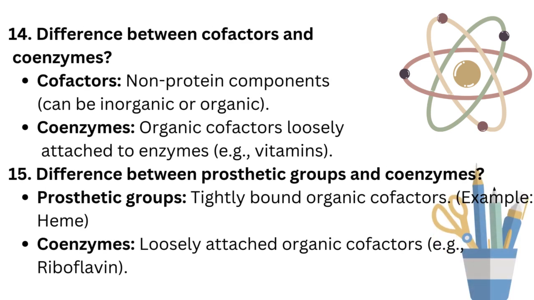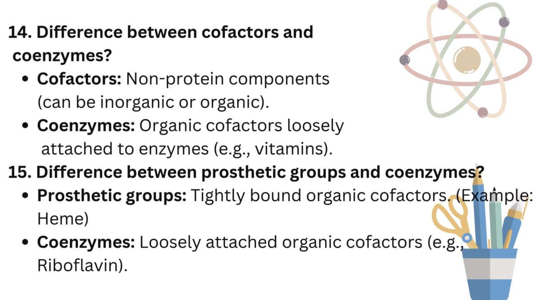Difference between cofactors and coenzymes? Cofactors, non-protein components, can be inorganic or organic. Coenzymes, organic cofactors loosely attached to enzymes, e.g., vitamins. Difference between prosthetic groups and coenzymes? Prosthetic groups, tightly bound organic cofactors. Example, heme. Coenzymes, loosely attached organic cofactors, e.g., riboflavin.